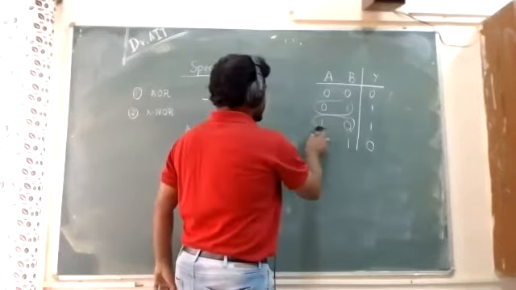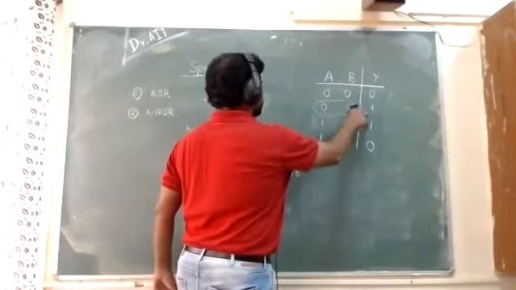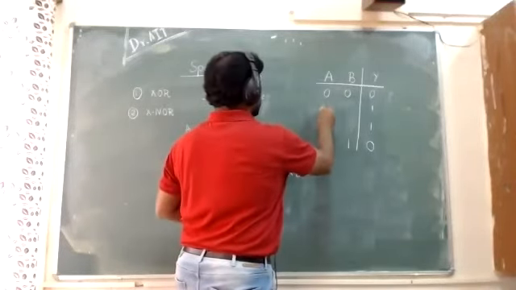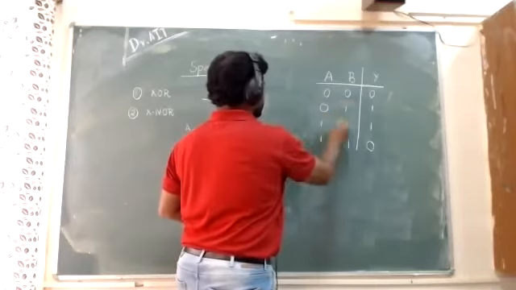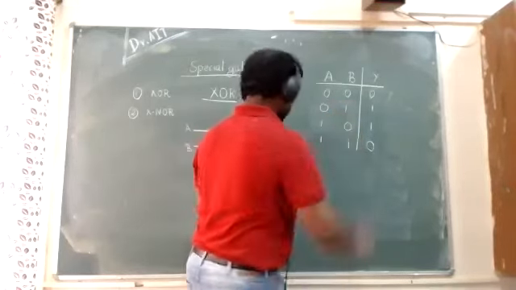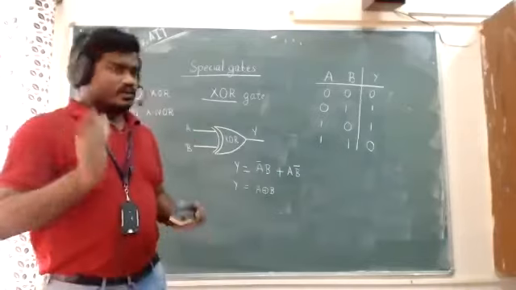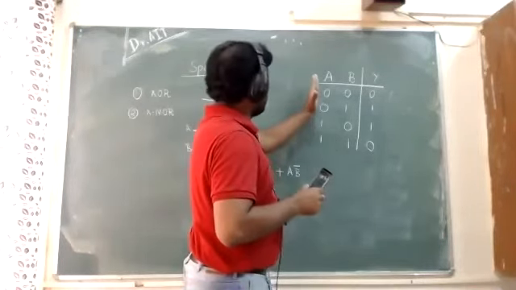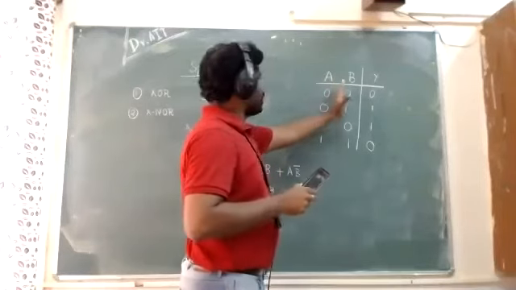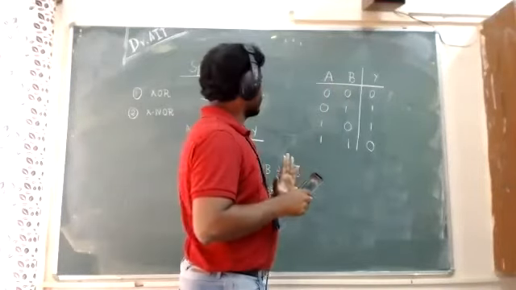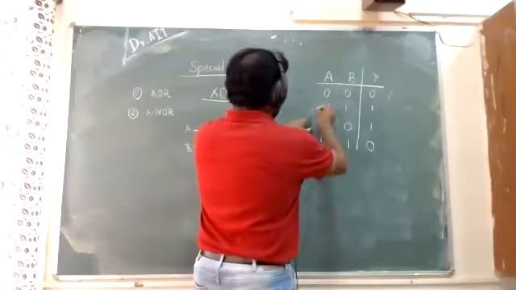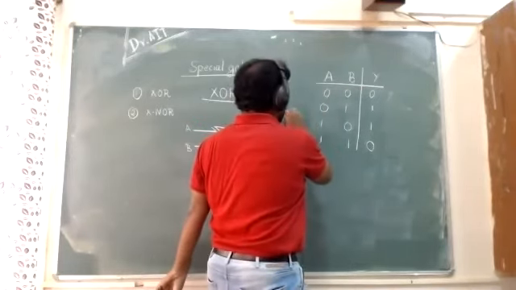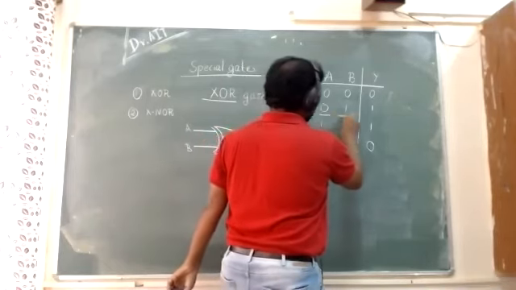Now the speciality of the XOR gate is, to understand the speciality, just compare this input combination and this input combination. So what I will do is, I will split the truth table into two parts, like this.